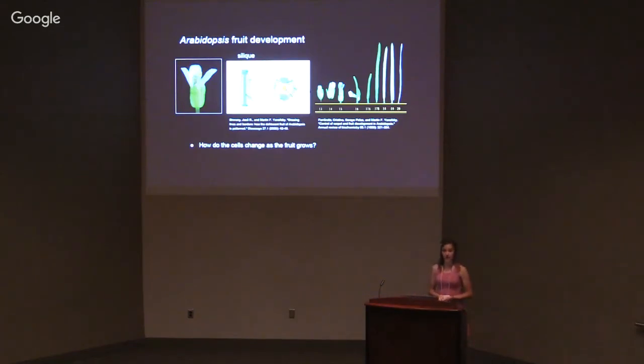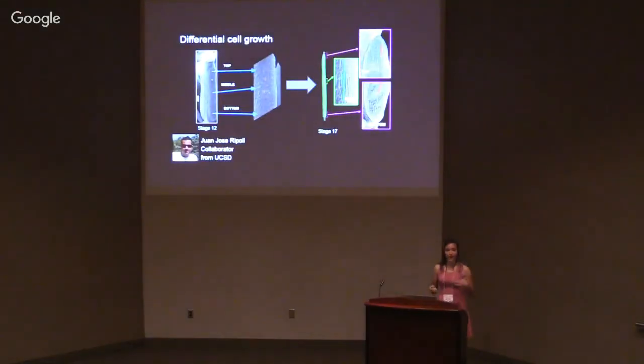As this very dramatic organ growth is happening, how are the individual cells actually changing and growing? Well, our collaborator from UC San Diego, Juan Jose Radcol, after doing a lot of scanning electron microscopy with these Arabidopsis siliques, noticed that the immature and early stage siliques have a very uniform cell size distribution along the apical to basal axis. So the cells at the top, middle, and bottom all look very similar. But after maturation, when the silique is about stage 17, there is in fact a bimodal cell size distribution, where the cells at the top and bottom regions of the silique are much smaller than the cells in the middle.